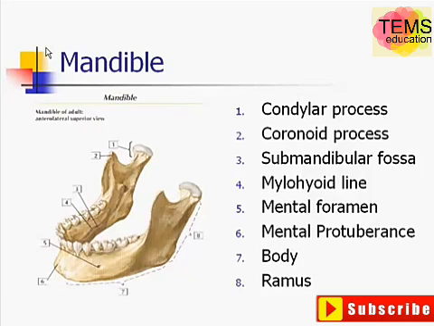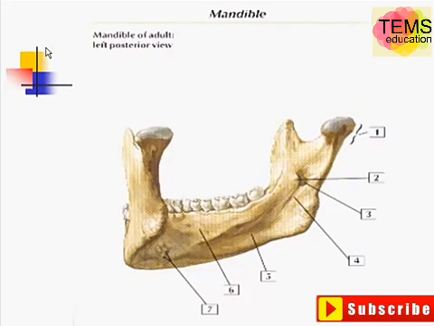Also 4 is the mylohyoid line, which is the point of attachment for the mylohyoid muscle, which forms the floor of the mouth. Again, the mental foramen, mental protuberance.